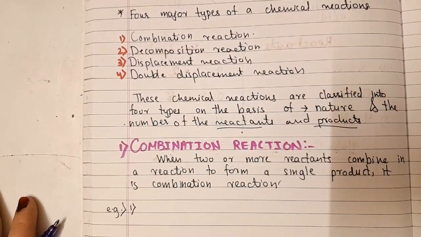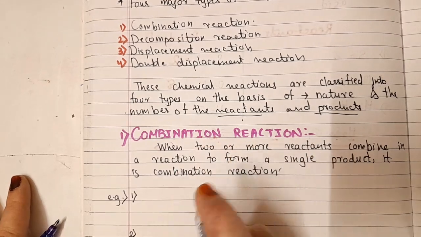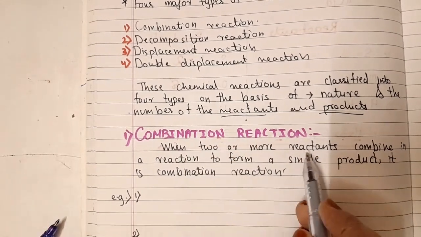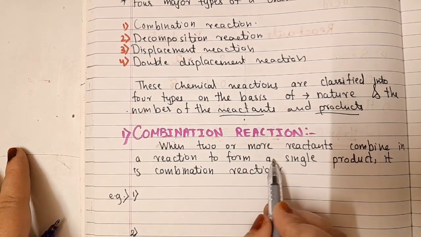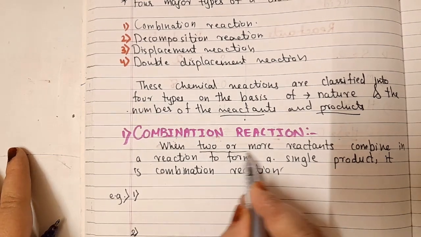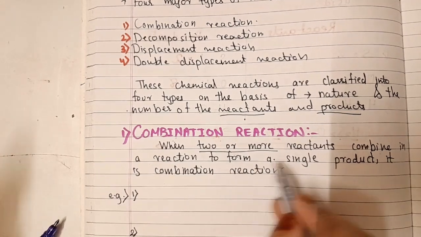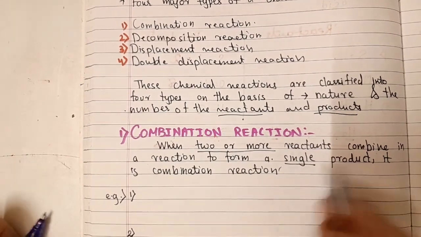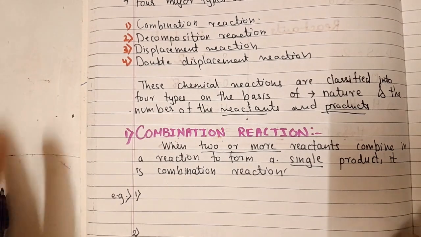Now let's discuss the first type of chemical reaction, which is combination reaction. In this type, two or more reactants combine in a reaction to form a single product. So this type is called a combination reaction. Now let's take an example.